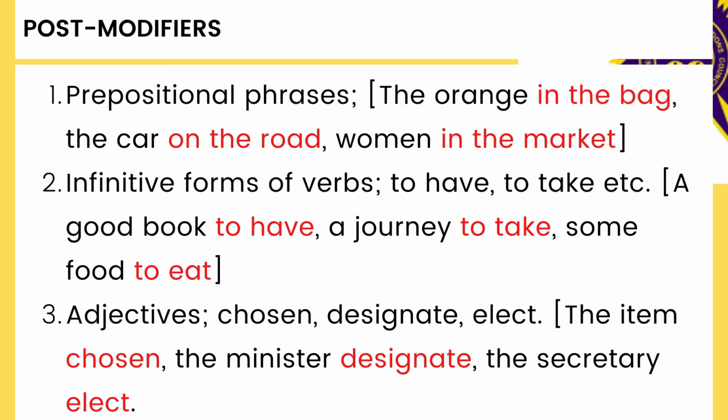We can also have infinitive forms of verbs serving as post-modifiers in noun phrases. We can have as an example a good book to have, a journey to take, some food to eat. And lastly, post-modifiers can as well be adjectives, as in the example the item chosen, the minister designate, the secretary elect.